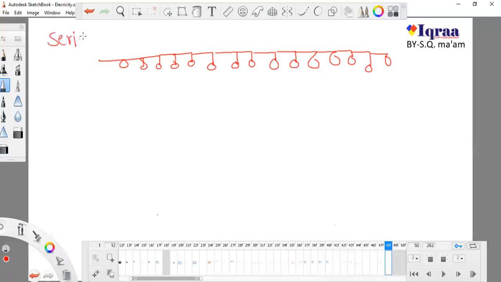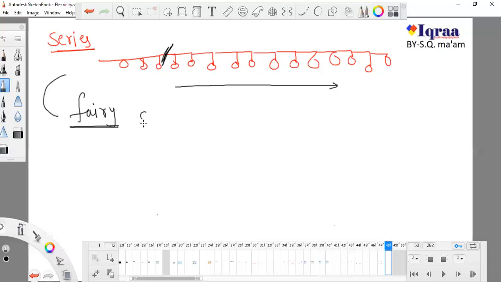Generally, they are in series. If one goes, the rest will go. If one is not working, then the rest will not work. It is not about fairy lights, it is about the type of circuit which is arranged. The fairy lights are arranged in a series circuit. So there is a huge problem, and the electrician has to find out where the basic problem is, because it is not written which one is the problem. He has to examine each and every bulb: is it gone, is it gone, is it gone.